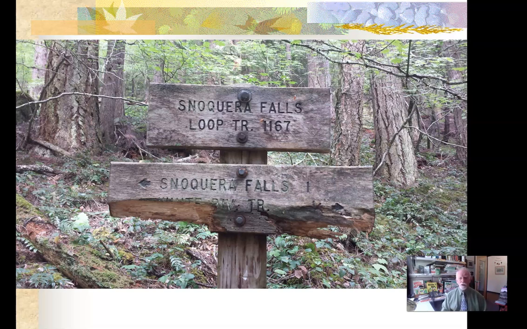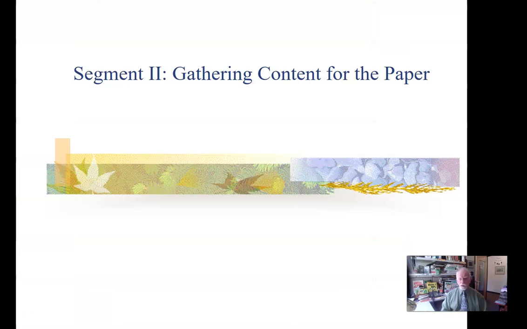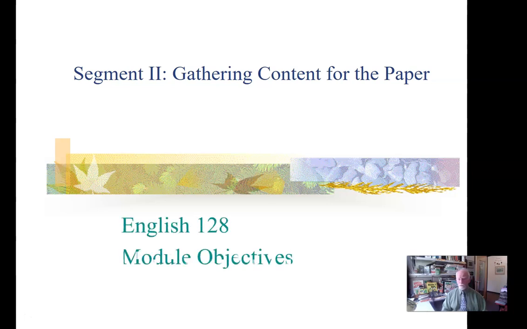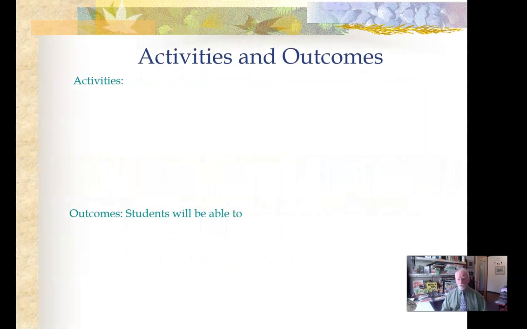So let's take a look at segment 2 for the course, which is gathering content for the paper. This is, of course, English 128 in our module objectives. So in this particular second module, what we're going to do is we'll have a variety of different activities and outcomes, objectives, and learning objectives that we want to accomplish in this section.